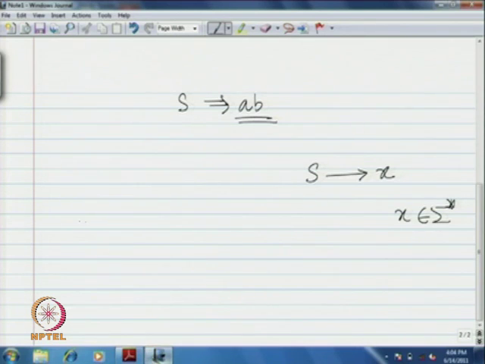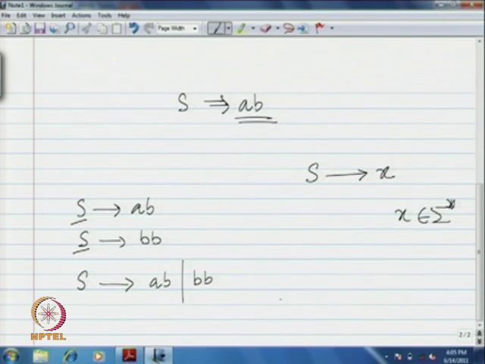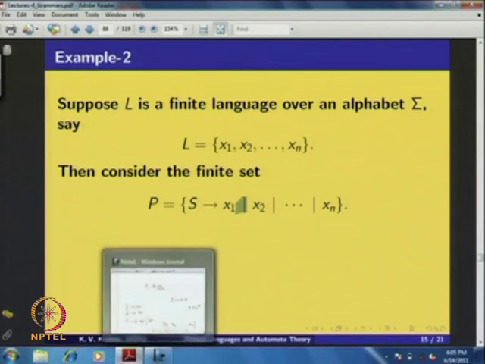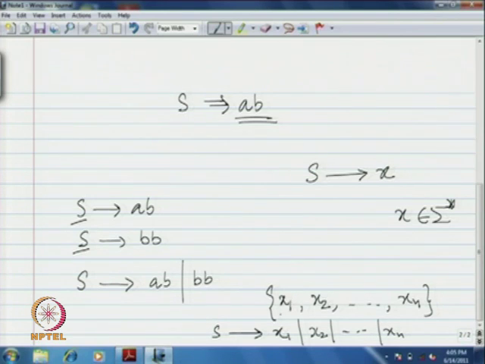So, the notation we are introducing here is: in the earlier case S goes to AB is one production rule, S goes to BB is one production rule. Instead of writing two rules separately, when the non-terminal symbol on the left side is the same, S, we may write it as S goes to AB or BB. This is how we read it. And in the present context, when you have finitely many strings x 1, x 2, up to x n, the finite language, by considering the production rules S gives x 1, r x 2 and so on r x n, there are n rules, we can generate the language x 1, x 2, x n.